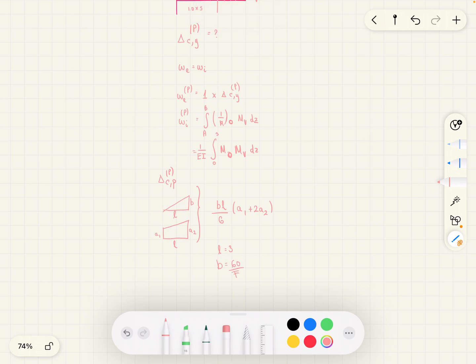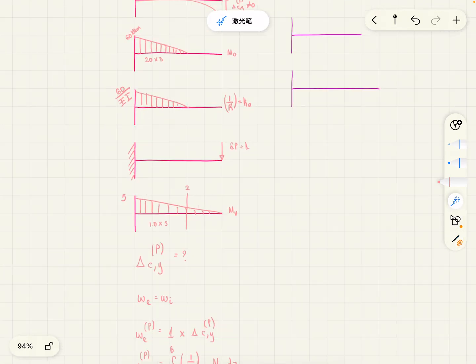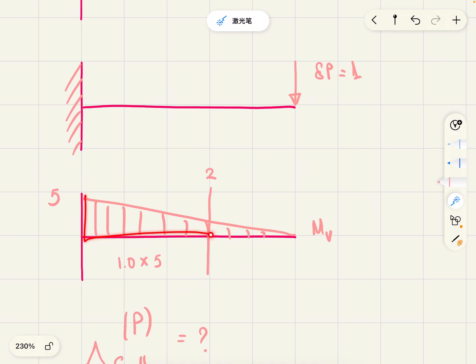60 over EI. And then A1 and A2. We look at the trapezium one. A1 is the value of the shorter height, and we know the moment at this point is 2. We calculated it earlier. And the moment at this height here is 5. So A1 is 2 and A2 is 5.